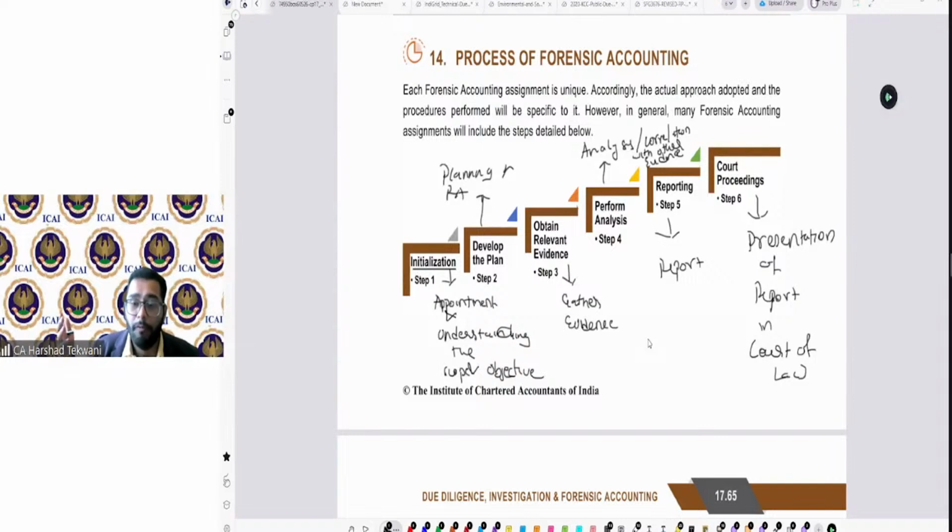And the court may rely upon the report based on how the whole investigation or forensic accounting assignment is done. So then it comes to questions on whether to accept the report or not in the court of law. Clear?